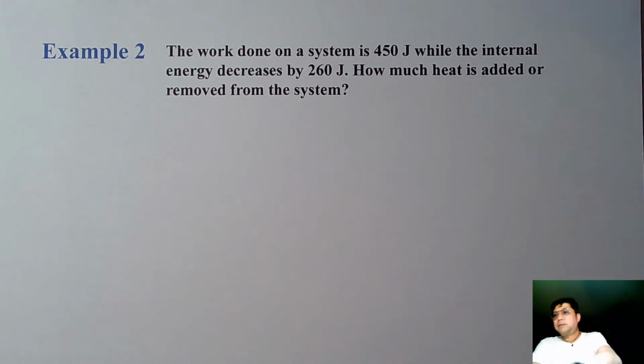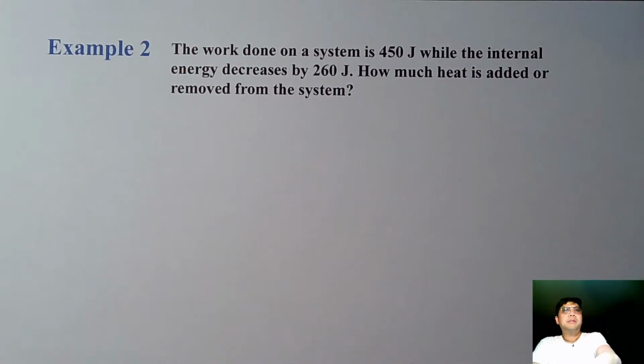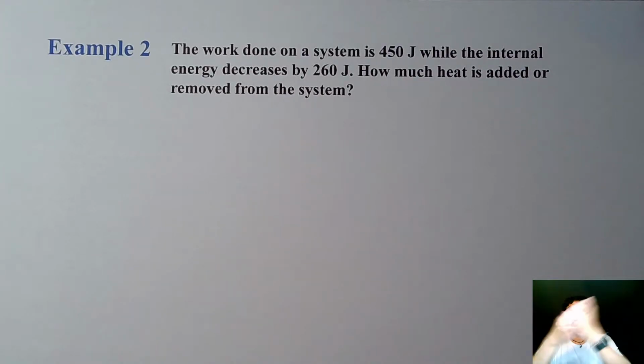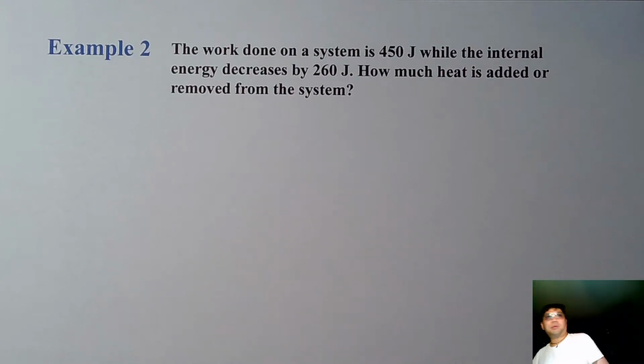And welcome back. At this point, we will be working on a second example of how to apply the first law of thermodynamics, also known as the law of conservation of energy. The problem states that the work done on a system is 450 joules while the internal energy decreases by 260 joules. How much heat is added or removed from the system?